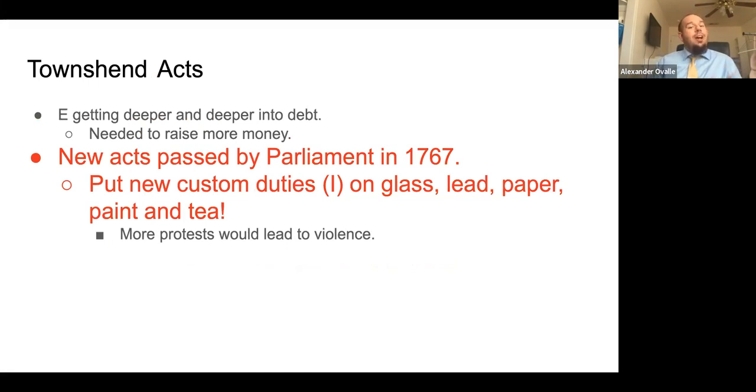So you have the Townshend Acts. As England was getting deeper and deeper into debt, because wars cost money, they needed to raise more money. How do you do that as a government? You raise taxes. So new acts were passed by Parliament in 1767. The Townshend Acts put new custom duties on imports, on glass, lead, paper, paint, and of course, tea. More protests would lead to more violence.